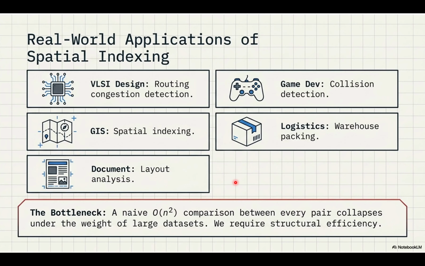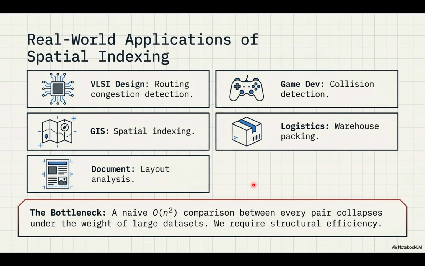So it's not just a theoretical math puzzle. No, not at all. This specific geometric algorithm is the invisible engine powering our modern world. It sits underneath VLSI design, which is that microchip routing we just mentioned. Right. But it also powers collision detection in video games. Like when a character walks into a wall and stops, that's this algorithm. Oh wow, I didn't even think about physics engines. Yeah. And spatial indexing for GIS maps, automated warehouse logistics, even document layout analysis.